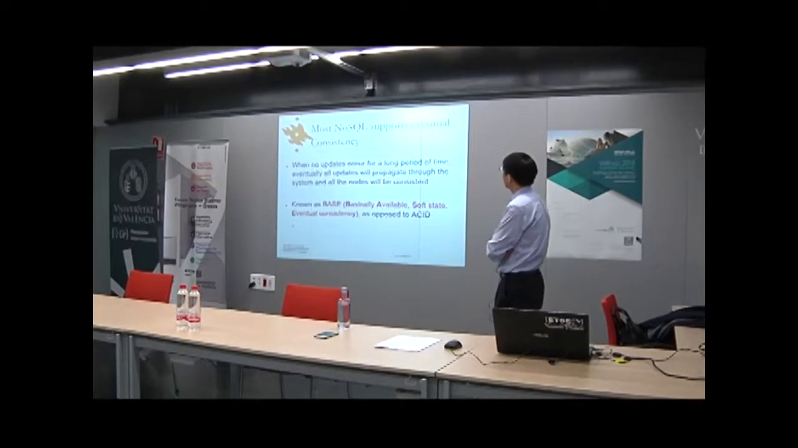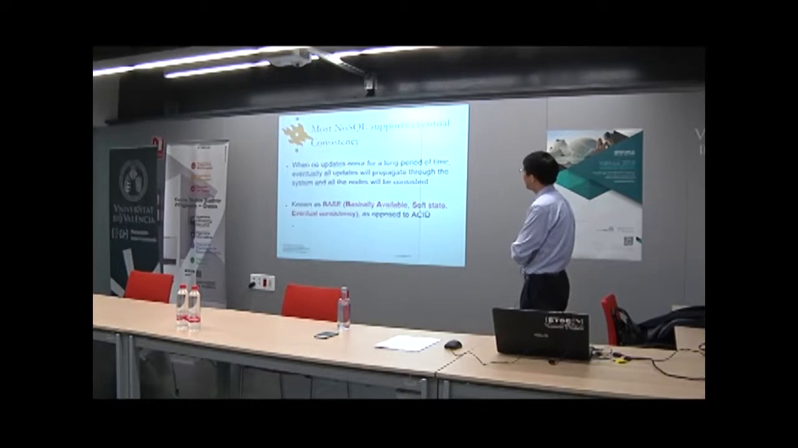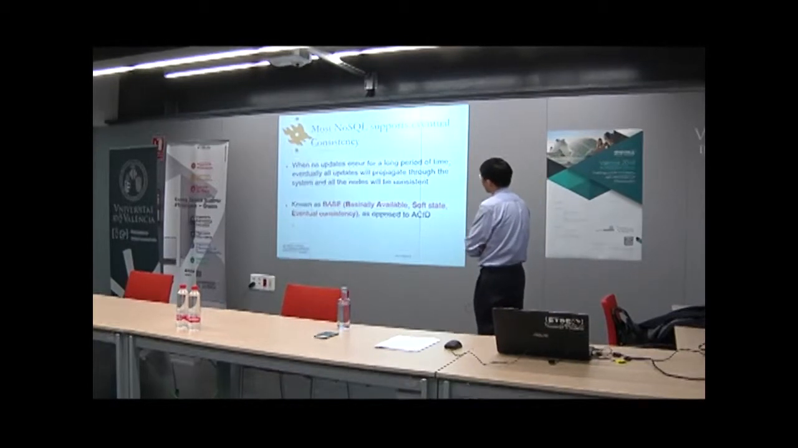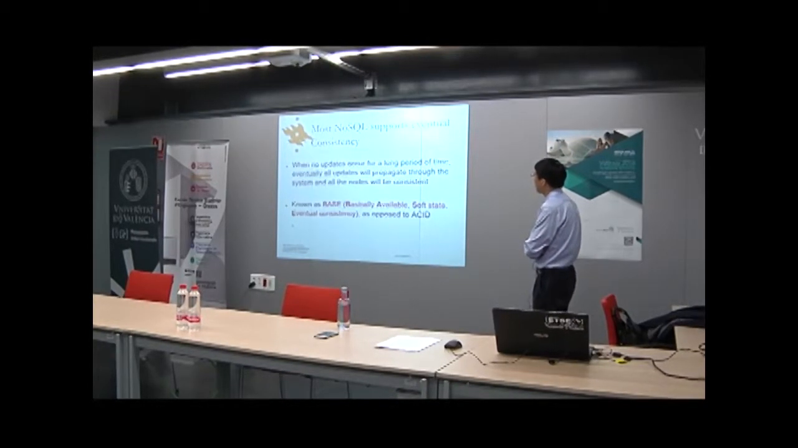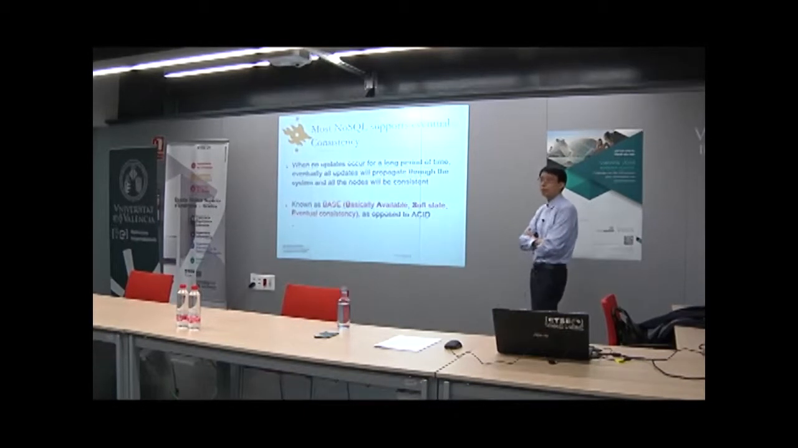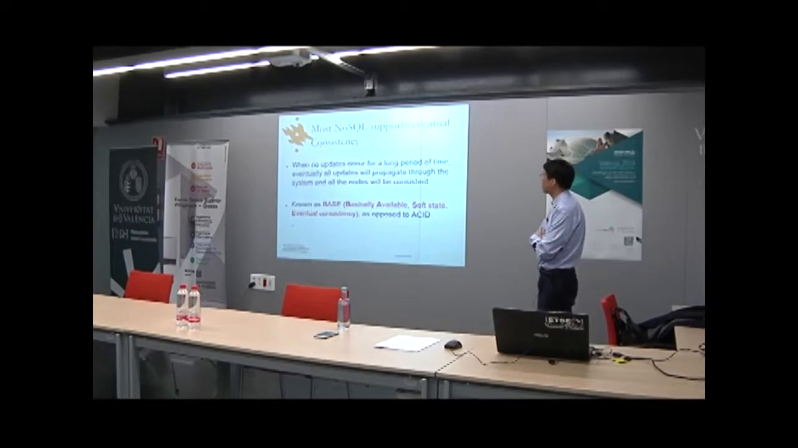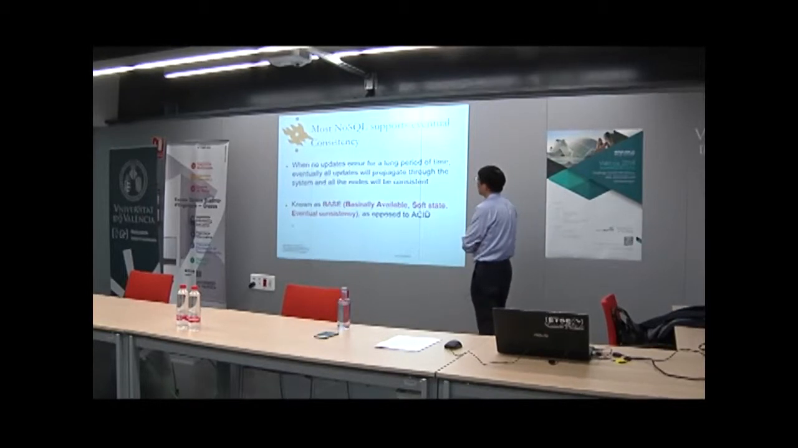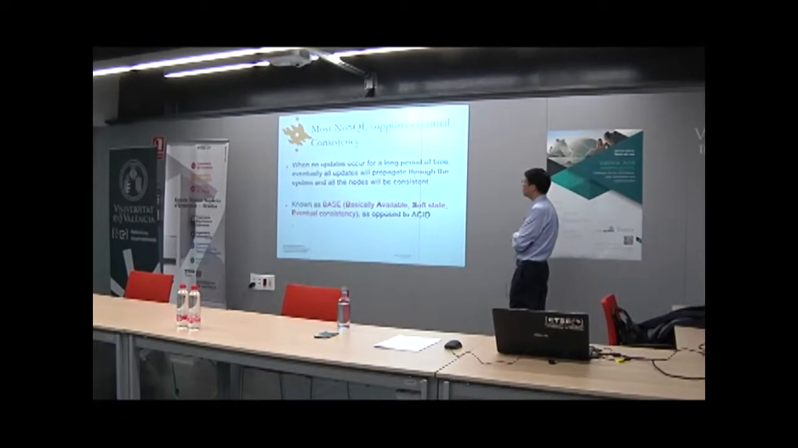Most of the NoSQL databases support eventual consistency, which means that they cannot support strong consistency. So they can only support the eventual consistency. What's the meaning of eventual consistency? It means that when no update occurs for a long period of time, eventually all the updates will propagate through the system and all nodes will be consistent.